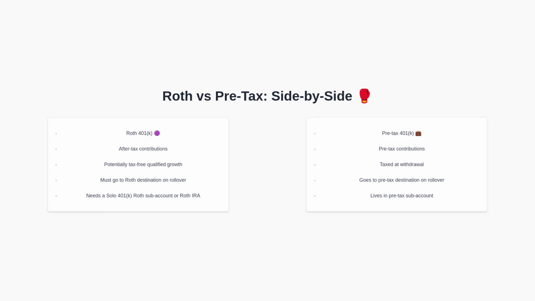Now let's compare. Roth 401k contributions are after tax. Their growth may be tax-free if qualified. On rollover, they must go to a Roth destination, either a Roth subaccount in a solo 401k or a Roth IRA. Pre-tax dollars are contributed before tax and are taxable upon withdrawal. They must go into a pre-tax destination. Mixing these during a rollover leads to reclassification risk and potential taxation.